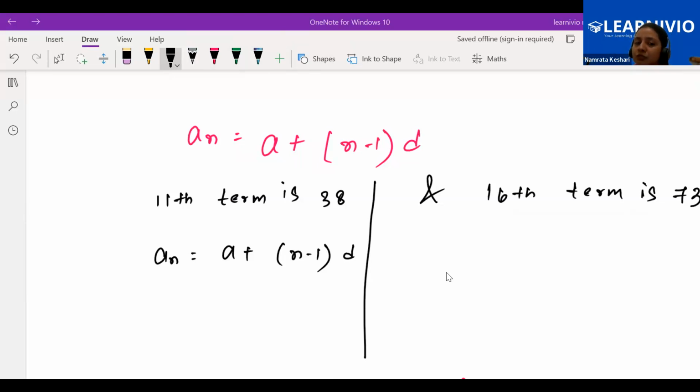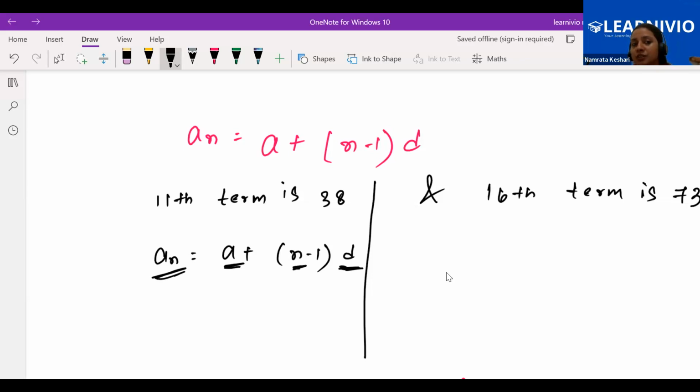I am asking which value is 11. A is 11. D is 11. N is 11. AN is 11. Which one is 11 over here? And which is 38? A is 38. N is 38. D is 38. AN is 38. Which one is 38 over here? Ma'am, N is 11 and AN is 38.